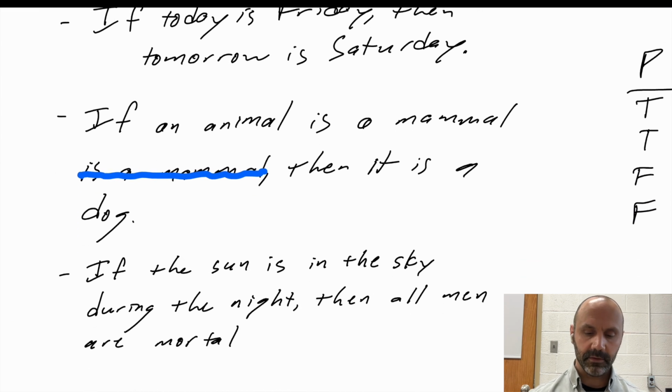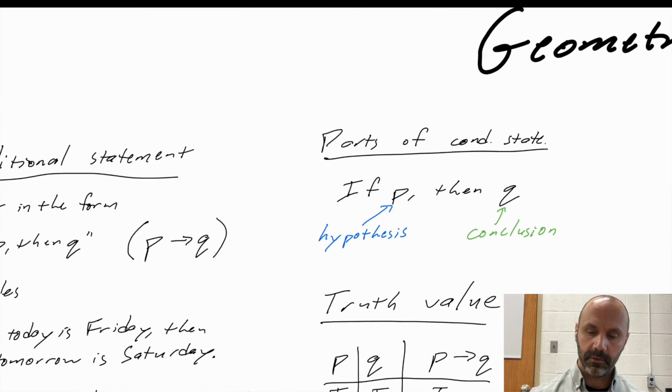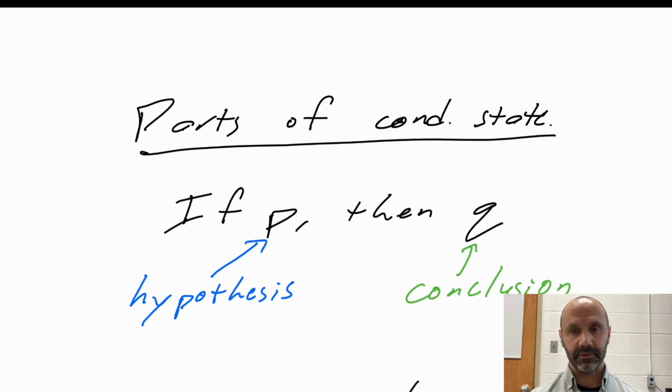Another example, if the sun is in the sky during the night, then all men are mortal. Again, what? The first proposition, the sun is in the sky during the night, is not true, because the sun is not in the sky during the night. And then the conclusion, all men are mortal, well, that is true. So how does that work? What's the truth value of that statement if the hypothesis is false, but the conclusion is true? And by the way, the beginning part, the P, is called the hypothesis, and the Q is called the conclusion. P can be true or false, and Q can be true or false.